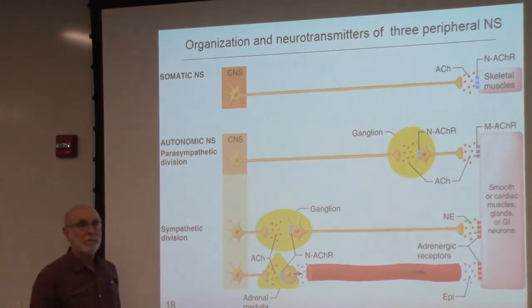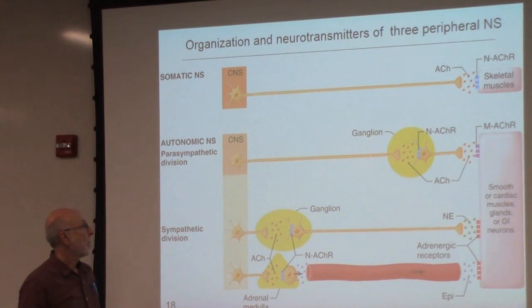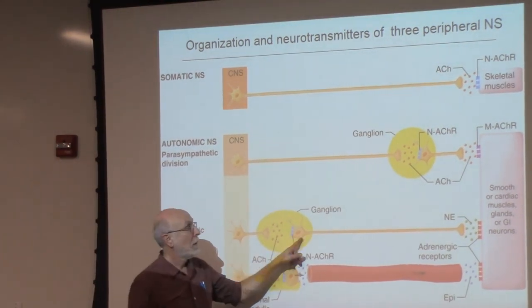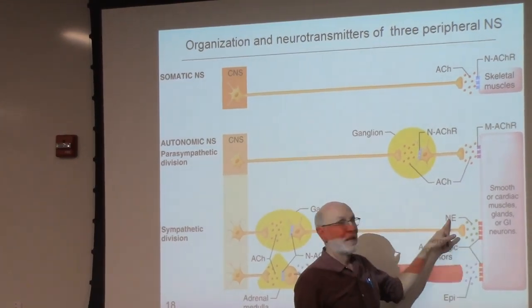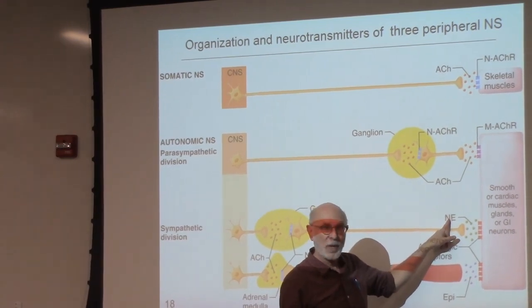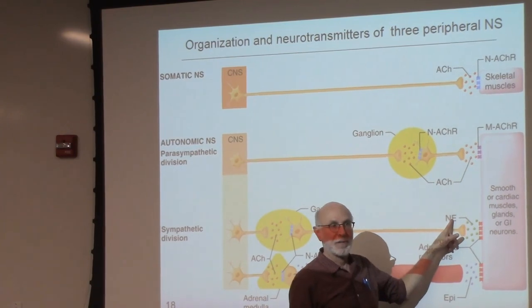Are the receptors on the sympathetic nervous system also muscarinic? Nope, they're not muscarinic. They're metabotropic, but they can't be muscarinic because they're not receiving acetylcholine. Right, yeah. These are metabotropic adrenergic receptors.